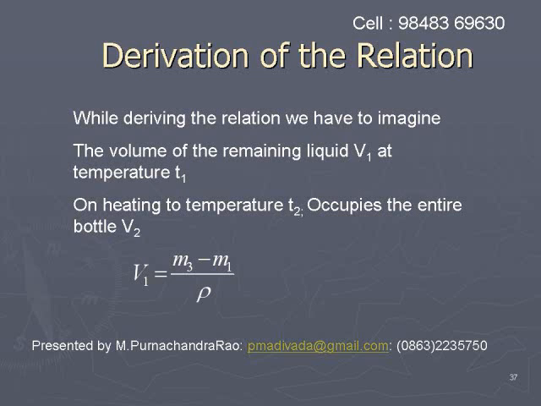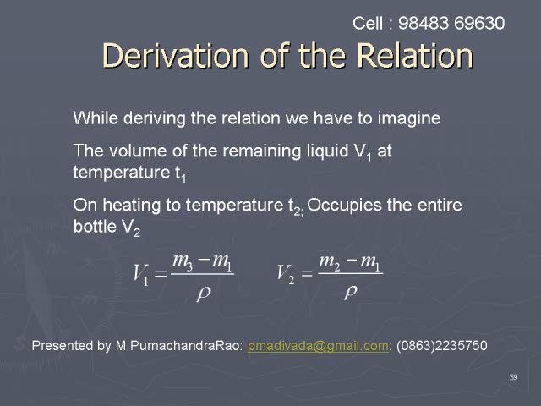Then V1 is given by m3 minus m1 by rho. m3 minus m1 is the mass of the remaining liquid, rho is density. So m3 minus m1 by rho gives the initial volume of the liquid. When it completely occupies the bottle, its mass is m2 minus m1. m2 is the mass of the bottle with the liquid and m1 is the mass of the empty bottle. Hence m2 minus m1 is the mass of the liquid, so m2 minus m1 by rho gives V2.